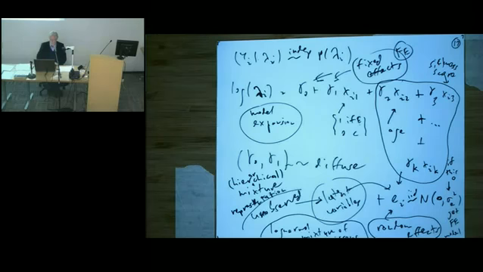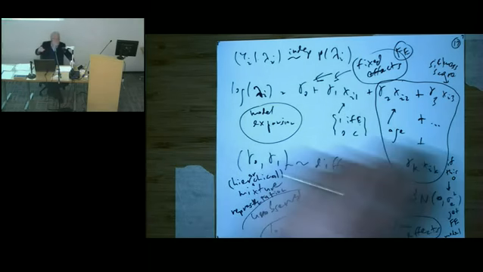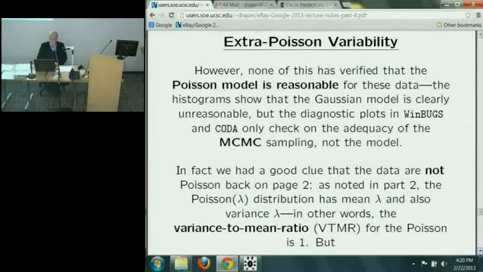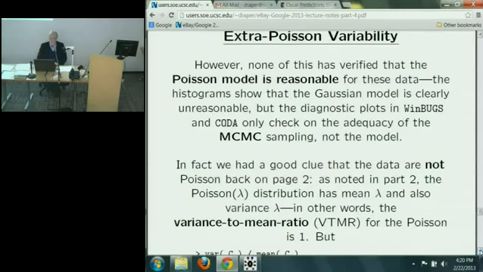Okay, so to catch up with this story here, having done all this fancy modeling up to this point, none of what we've done so far with the Poisson models has verified that the Poisson model is any good. All that the histograms have shown is that the Gaussian model is clearly unreasonable, but the diagnostic plots in WinBugs just check the adequacy of the MCMC sampling, not the model.